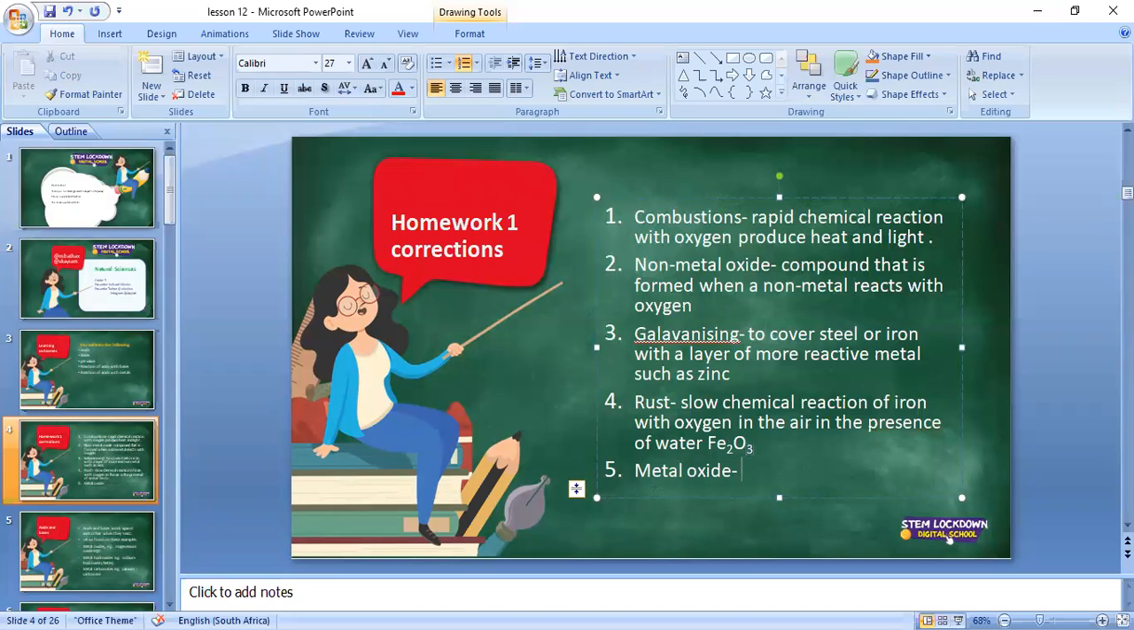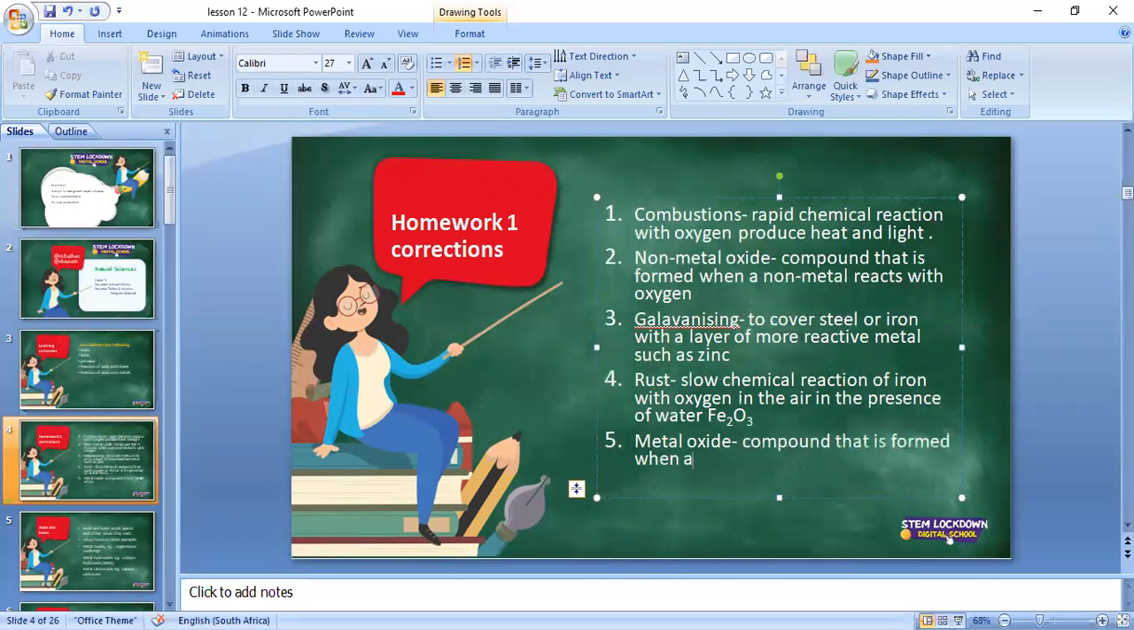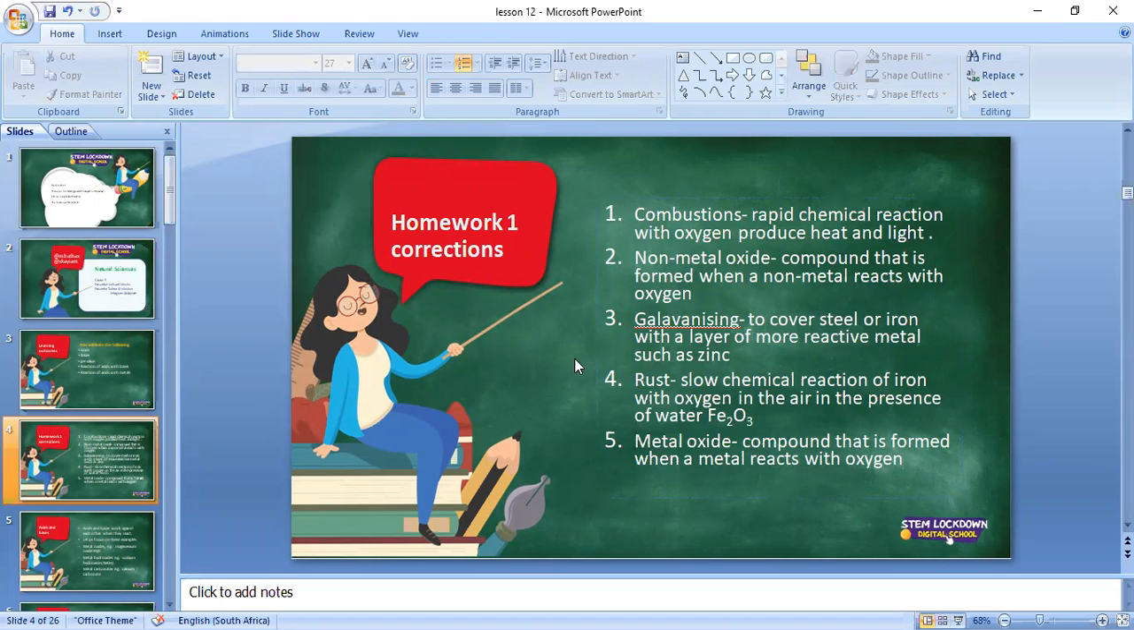Remember that. So what are metal oxides, grade 9s? A metal oxide is a compound that is formed when a metal reacts with oxygen. Are we clear, grade 9? Yes, that's that. Please write it down. And if you ask yourself why Mr. Mbata keeps asking us to define the following terms, it is because he wants you to know the answer when they ask you to give the correct scientific term.